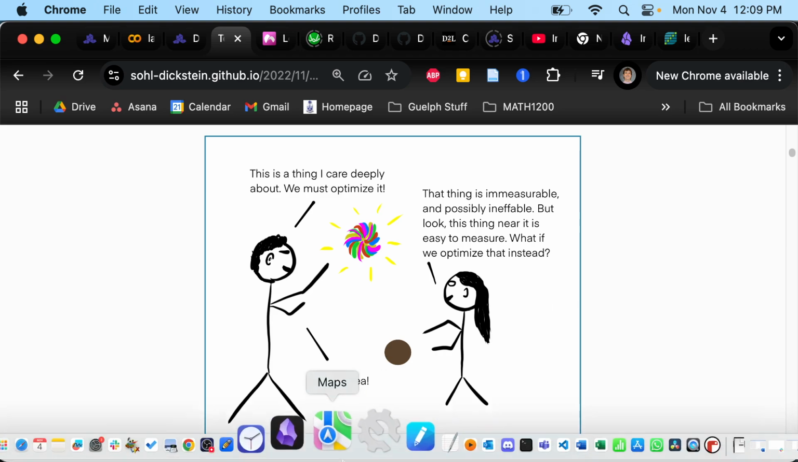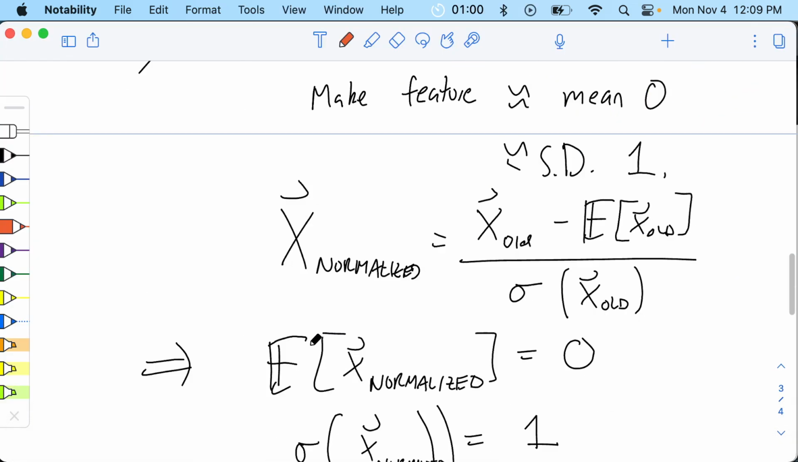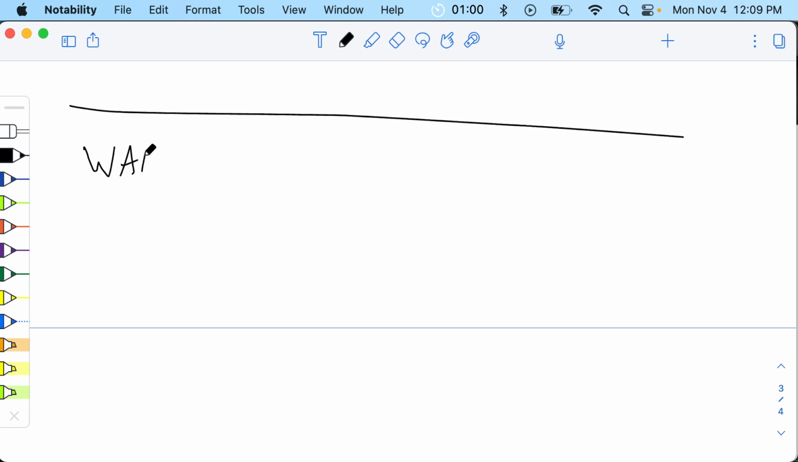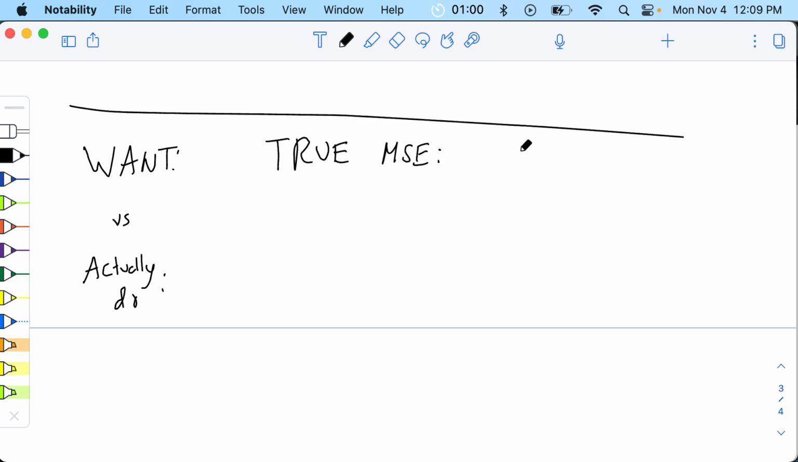Let me tell you why. The whole course, what do we want to do? What we want versus what we actually do. What we want is to minimize the true error. We started the course by talking about the true mean squared error, to be concrete. The true mean squared error is the expected value over unseen x, y from the distribution of points we're looking at, of y minus f hat of x, squared, right?